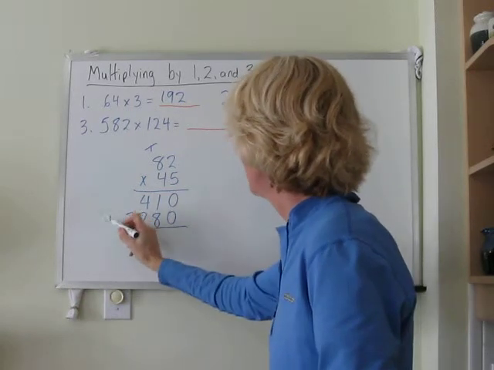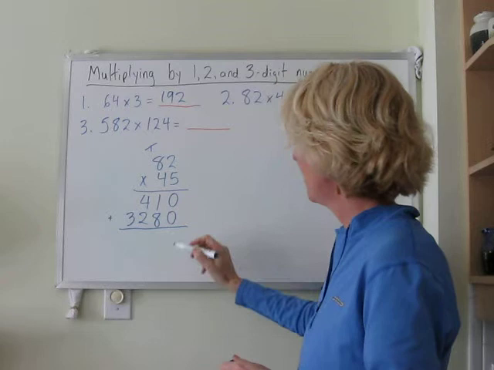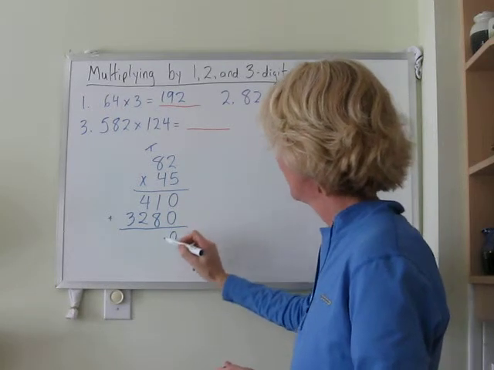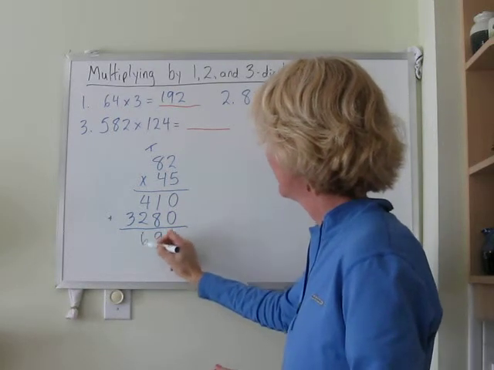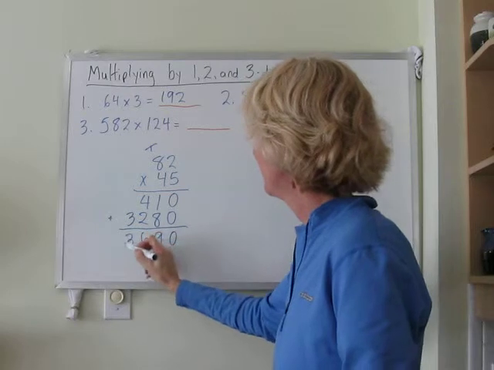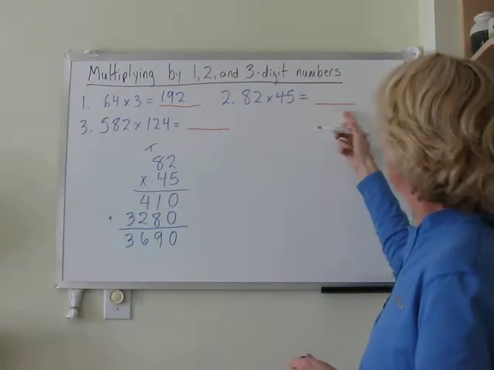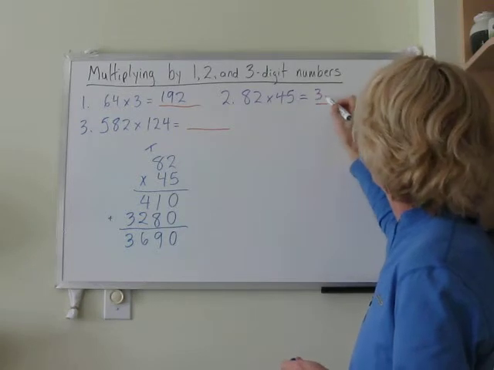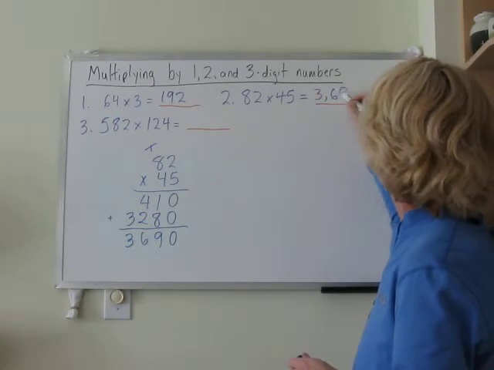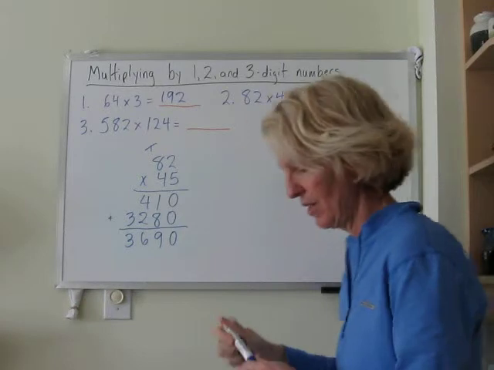And we add all these numbers together. So what do we have here? 0. Good. 9. Good. 6. Good. 3. And 3. So 82 times 45 equals, we can complete our equation, 3,690.